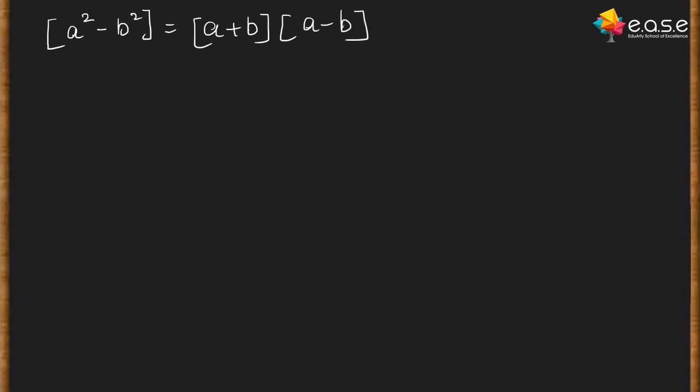The expansion of a square minus b square is equal to (a + b) into (a − b). This is a straightforward identity. Now we can use this identity in so many places. If we know this identity, a square minus b square, which is (a + b) into (a − b), is the expansion of a square minus b square.